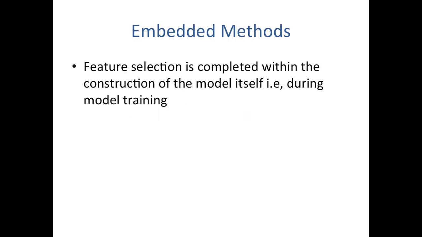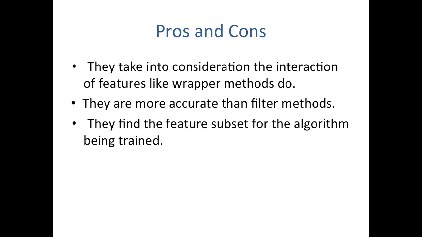We have already seen wrapper methods, which are the first type of multivariate feature selection methods, and we're going to move on to the second type of multivariate selection methods, which are embedded methods. Embedded methods basically complete the feature selection during the training of the machine learning model. So as the model is trained, the importance of the features is learned.